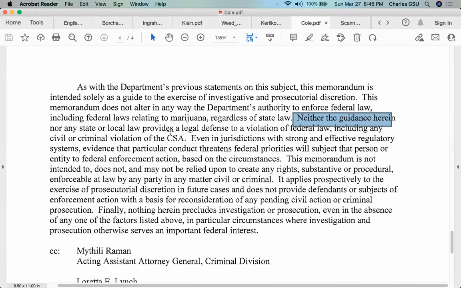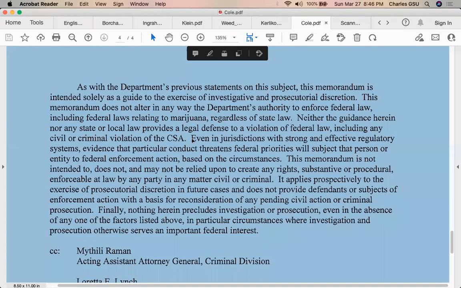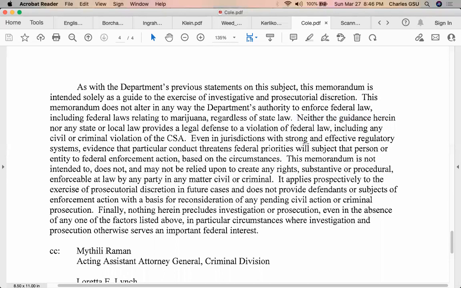So he says here, neither the guidance herein, so there is guidance in this document, nor any state or local law provides a legal defense to a violation of federal law, which is true, right? You can't say, oh, there's a federal law, but hey, we have our own local or state laws that trump that. No, right? So he's acknowledging that. And then he goes on to say, even in jurisdiction with strong and effective regulatory systems, evidence that particular conduct threatens federal priorities will subject that person or entity to federal enforcement action based on the circumstances, right? So it's not going to be automatic.